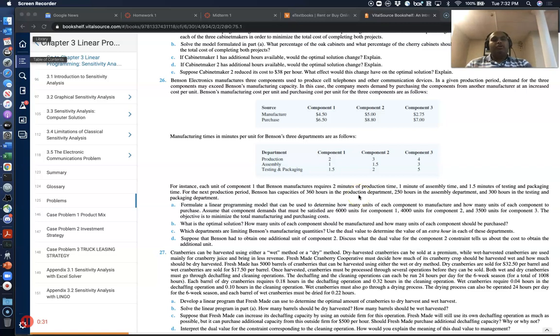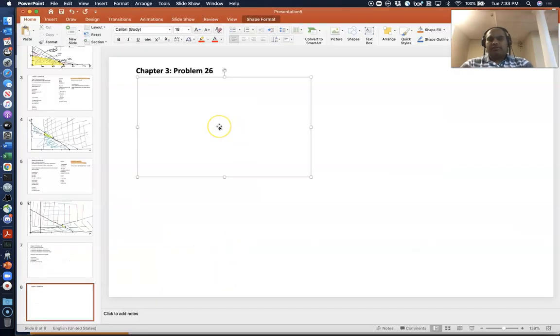So here you not only have to keep track of how many of each component you make, you also have to keep track of how many of each component you purchase. So let's put all of that together. Let's begin with the first step, decision variables. Right, so what are the decision variables?